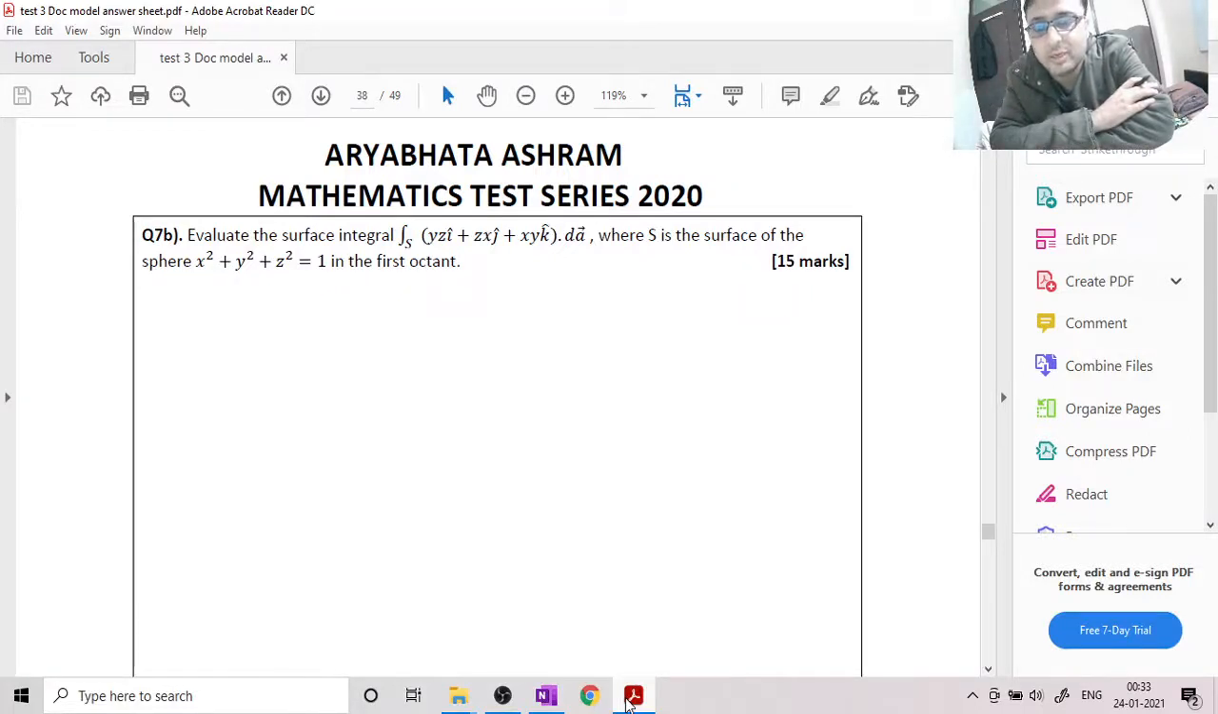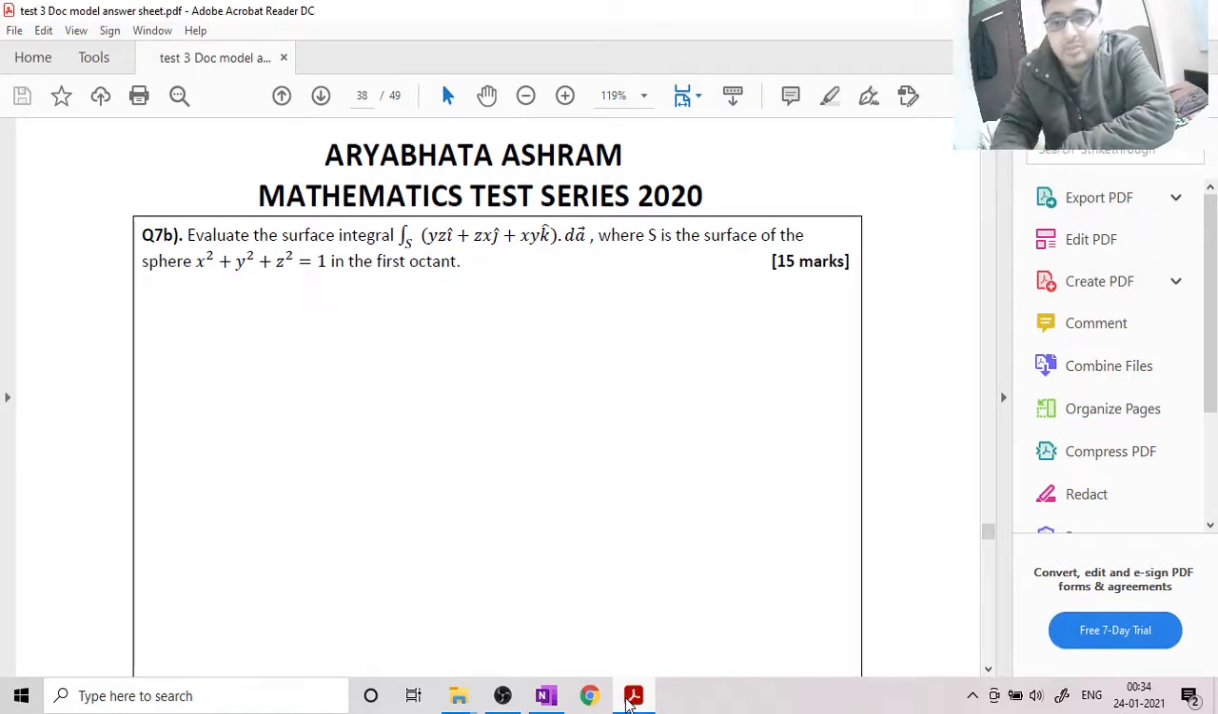Today we are going to carry forward with the question of vector analysis. We are going to solve question 7a, but before we do that, let us have a quick recap. We have given a similar nature of question in our test series, that is, evaluate the surface integral of (yz i cap plus zx j cap plus xy k cap) dot dA, where S is the surface of the sphere in the first octant.